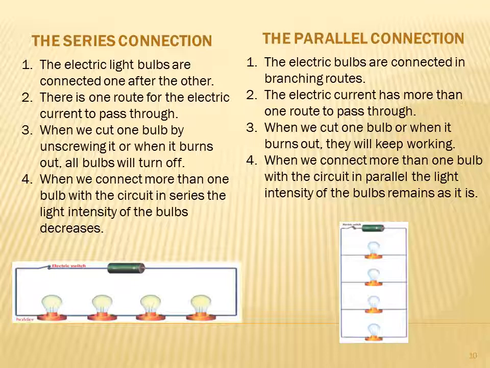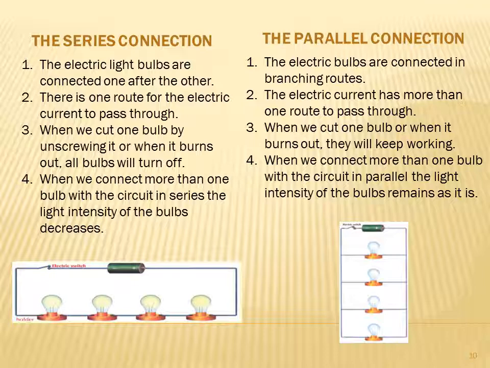So again, series connection. All lamps are connected beside each other. All lamps sharing the same wire. Only one route for electric current to pass through. If I increase the number of connected lamps, intensity of light of each lamp is going to decrease. If any one of them is unscrewed, burnt, removed, all others will turn off.